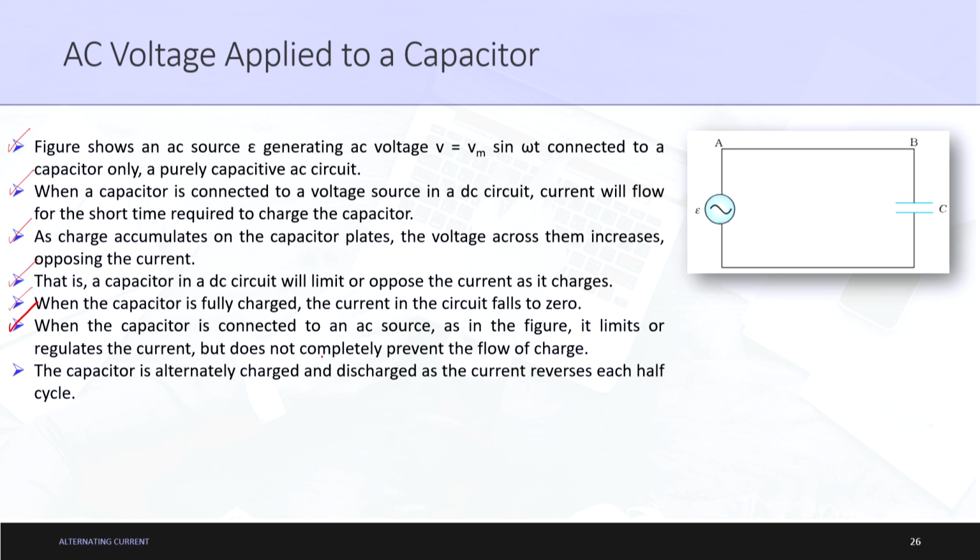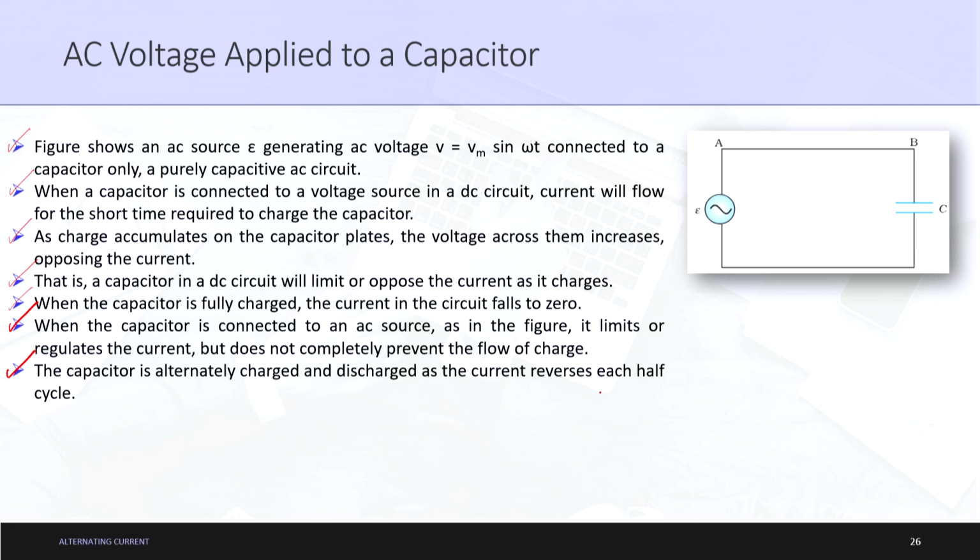Now what happens with an AC source? When the capacitor is connected to an AC source, as in the figure, it limits or regulates the current, but does not completely prevent the flow of charge. Because of the sinusoidal waveform, the current is regulated or limited. Zero current is never the case in AC voltage applied to an ideal capacitor. The capacitor is alternately charged and discharged as the current reverses each half of the cycle.